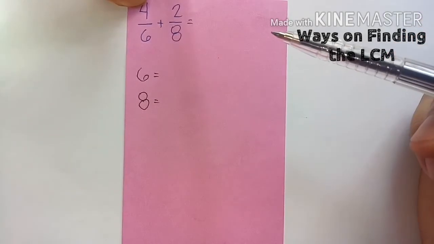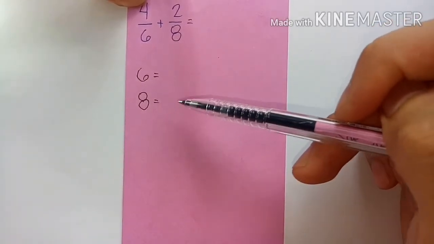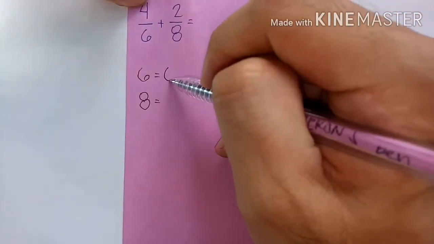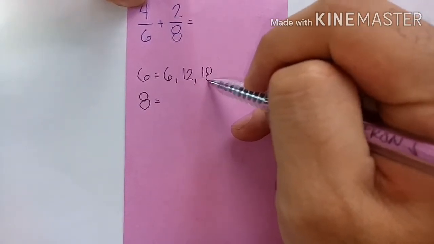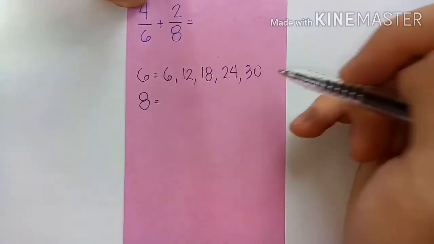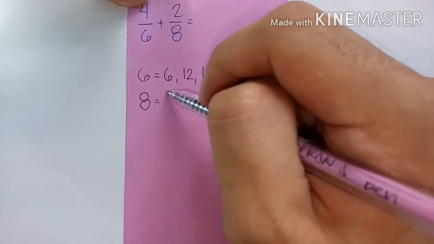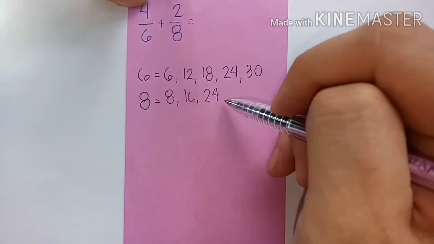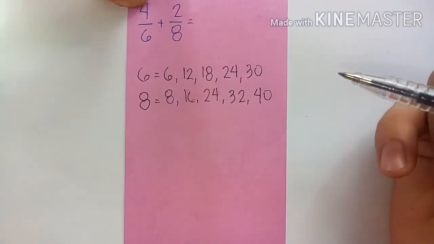So yun ang gagamitin natin to find the LCM of these numbers. Ang gagawin natin, ililista lamang natin yung multiples ng 6 and 8. Okay, sulat natin yung multiples ng 6. First is 6, 12, 18, 24, 30, and so on. Para naman sa 8, susulat natin ang kanyang mga multiples. 8, 16, 24, 32, 40, and so on.